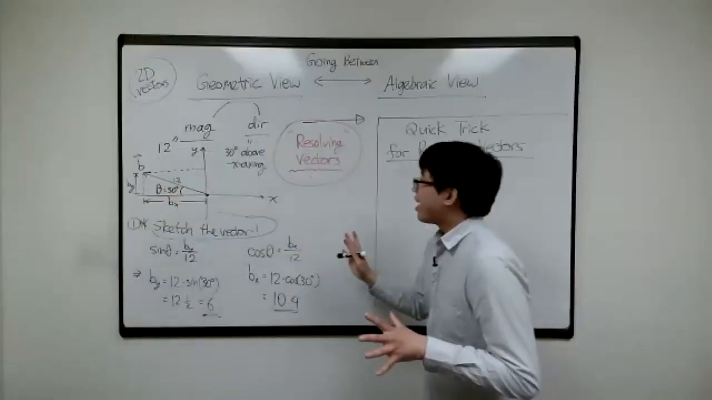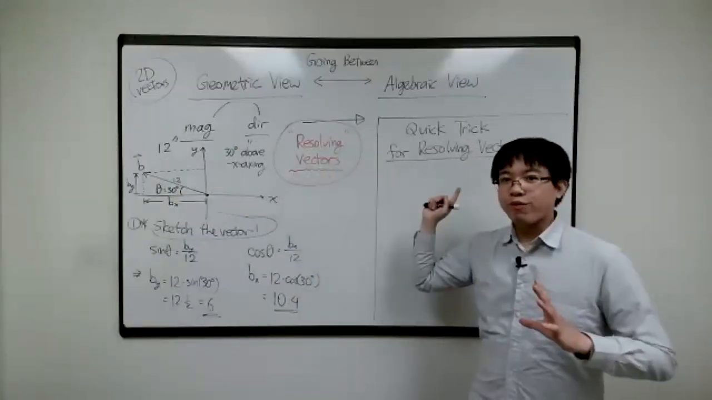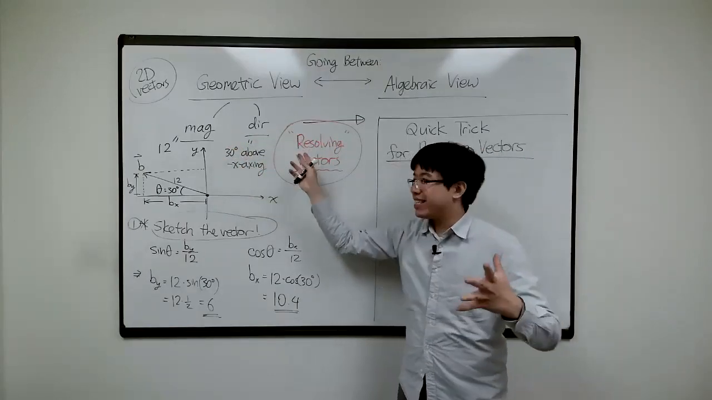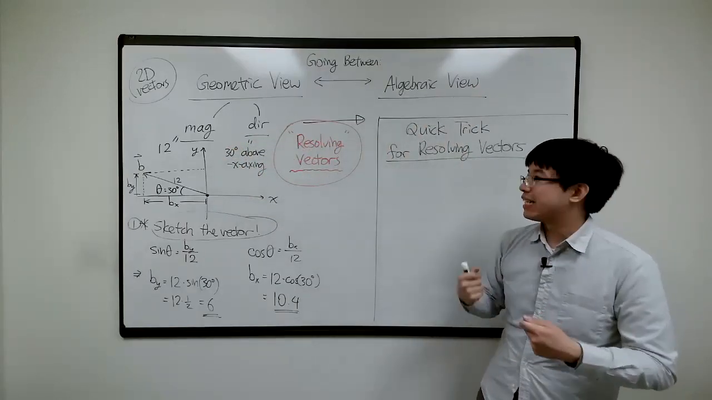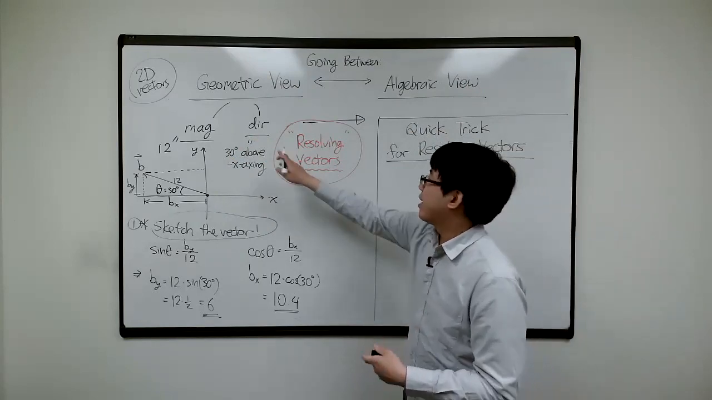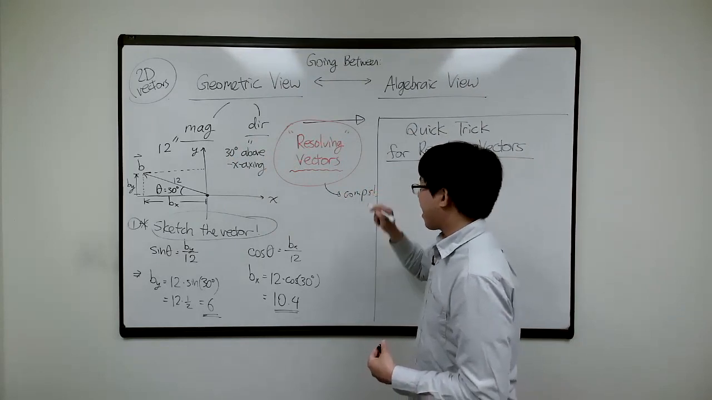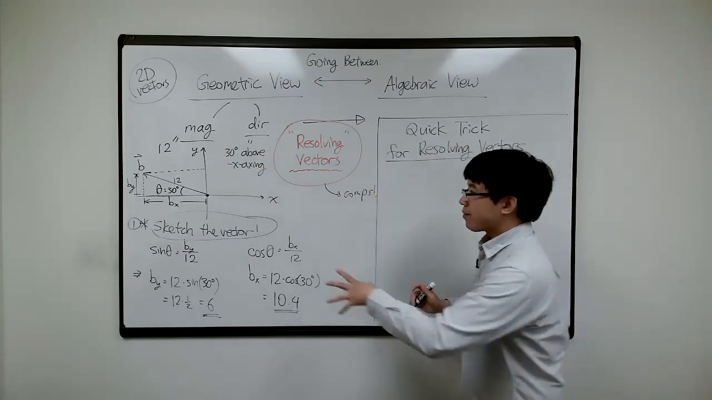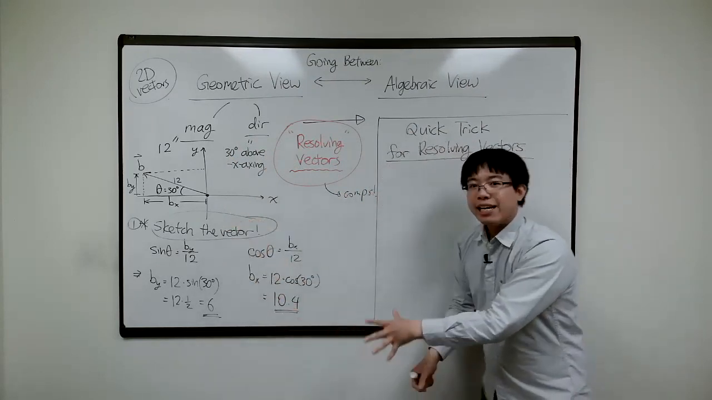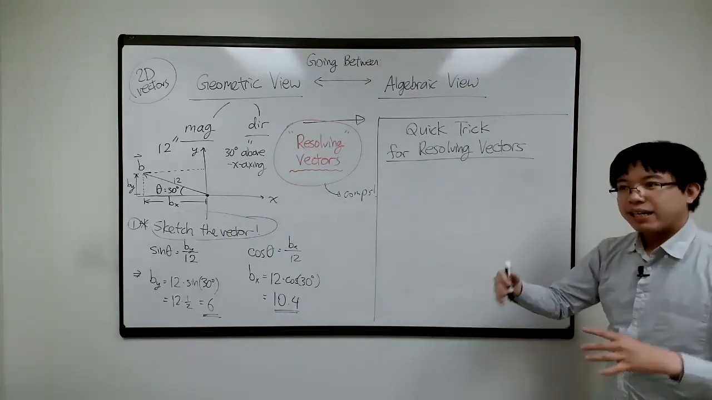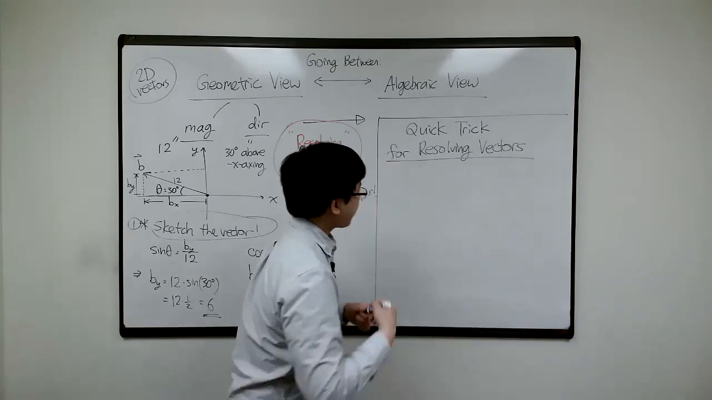Okay, so so far we have talked about how to resolve vectors, which is the fancy name of saying, given the magnitude and direction, how do you extract the components out of it, right? So taking magnitude, direction, and getting the components out of it, right? And we've sort of shown you the long way, but let me show you a quick trick where you can do that in a quicker way. And here it goes, right?